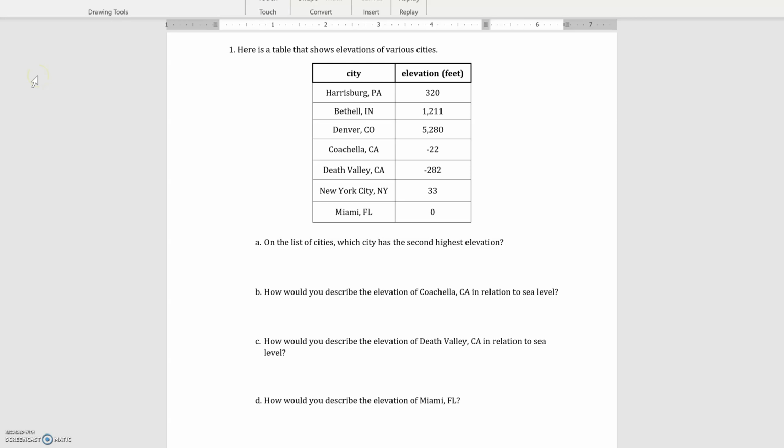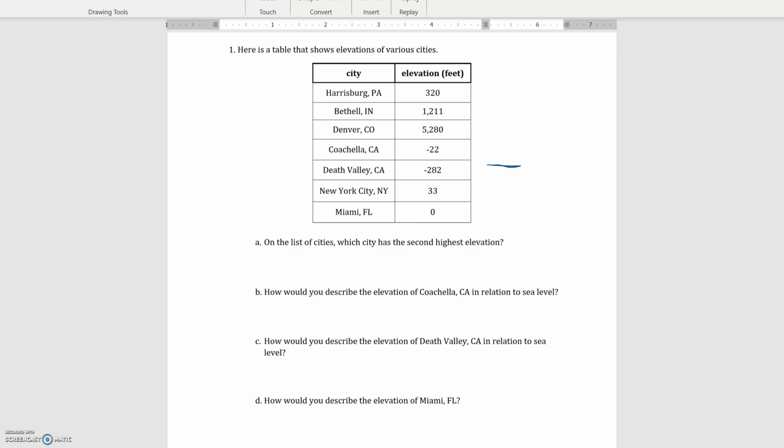So in this situation here, we have a table that shows elevation of various cities: Harrisburg, Bethel, Denver, Coachella, Death Valley, New York City, and Miami. To help me see what's going on here, I'm going to draw a diagram first of what I see as my elevations to list them from highest to lowest.